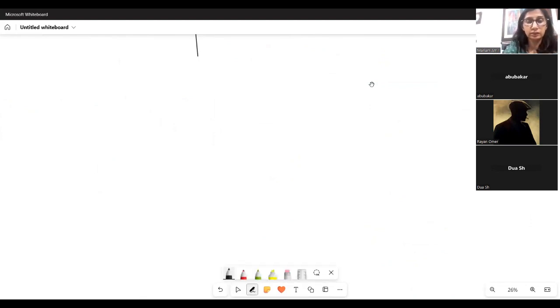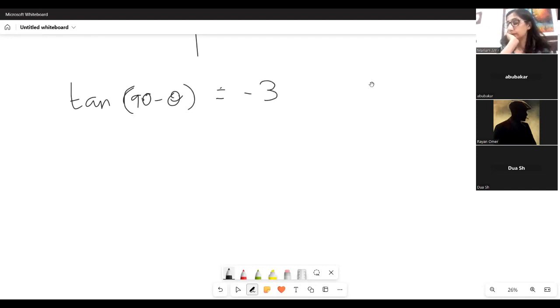Tan of 90 minus theta equals minus 3. Okay, solve this. Give me the two smallest positive values of theta that satisfy this equation.